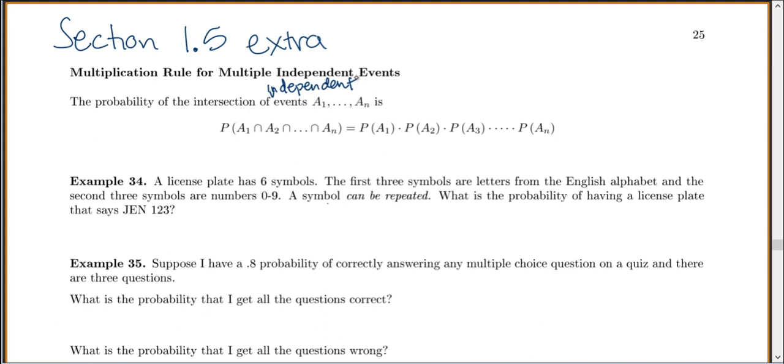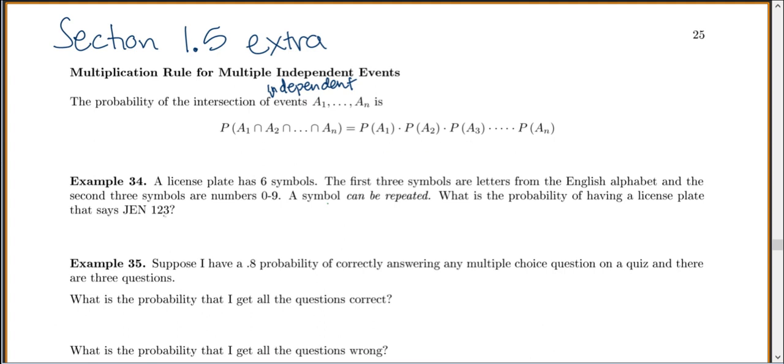So if we have independent events, A1 through An, so we have a lot of independent events, and we want to find the probability of the intersection. The intersection, again, being an AND, so we want the probability of A1 and A2 and A3 all the way up to An. Well, all you have to do, if they're independent, is just multiply each probability. Makes it really easy.